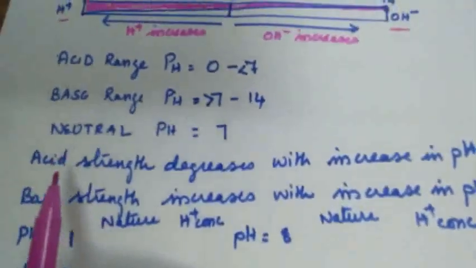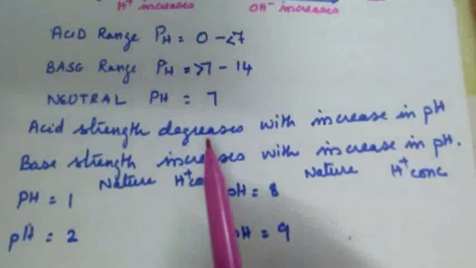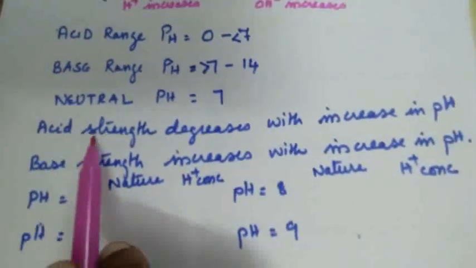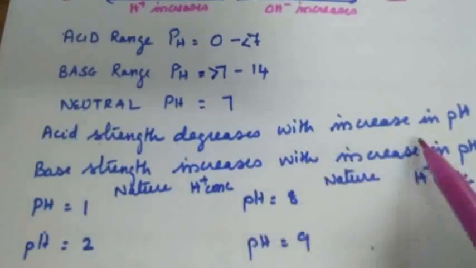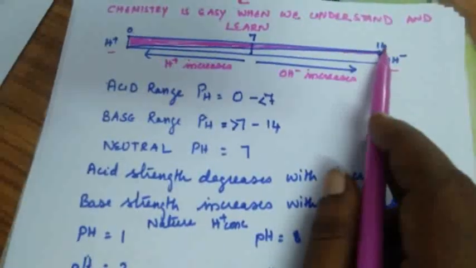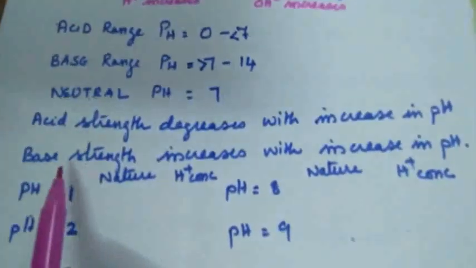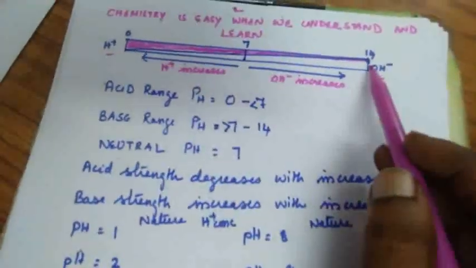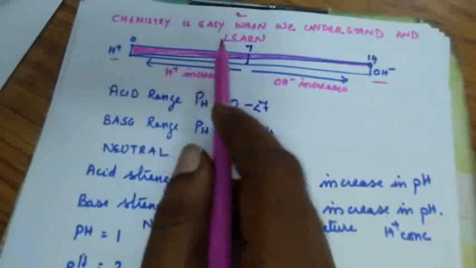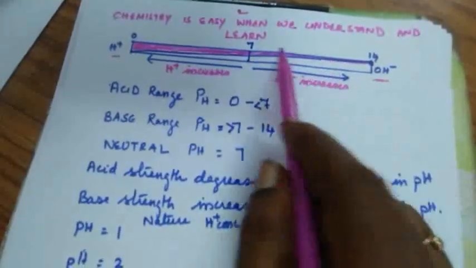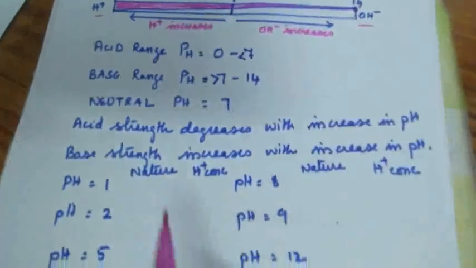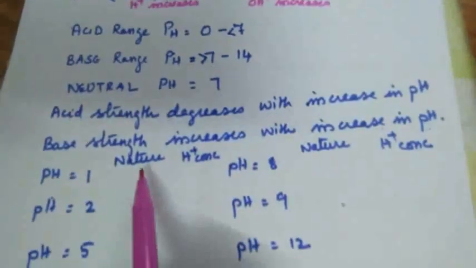Acid strength decreases with increase in pH. So as we move from 0 to 14, acid strength decreases. And base strength increases with increase in pH. As we move in this direction, compared to this point, the base is increasing. After 7, we have the basic part. So as pH increases, the base strength increases.